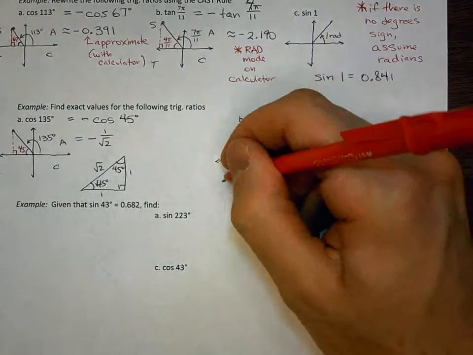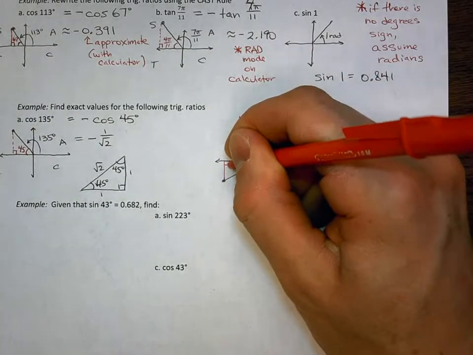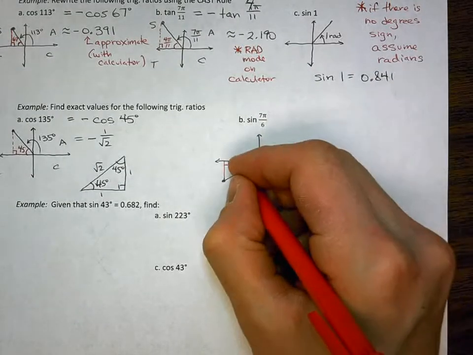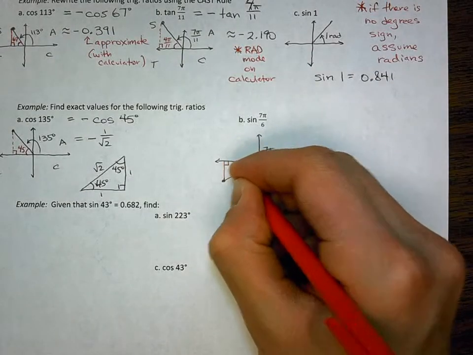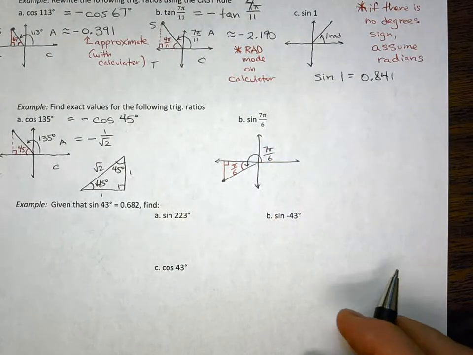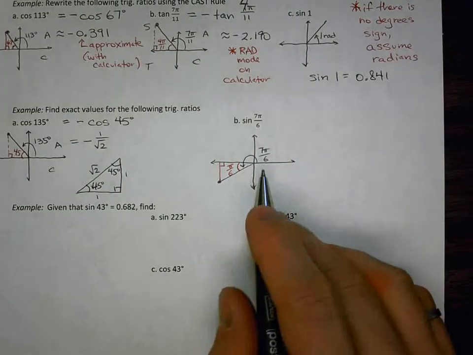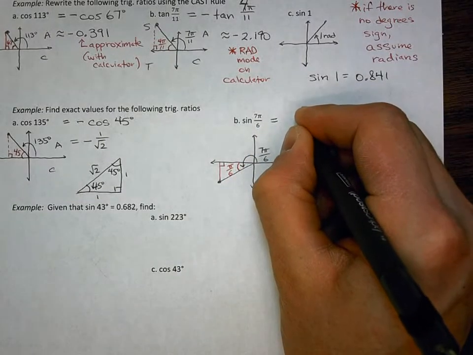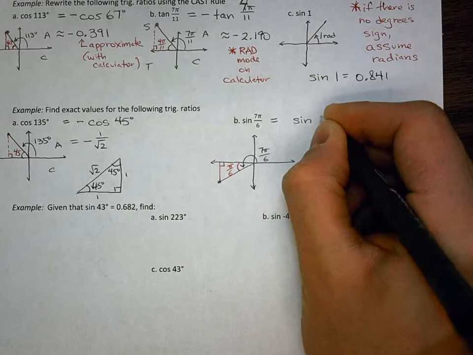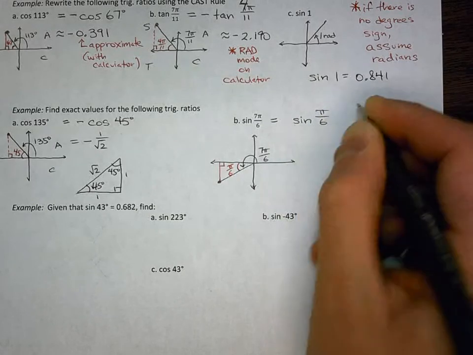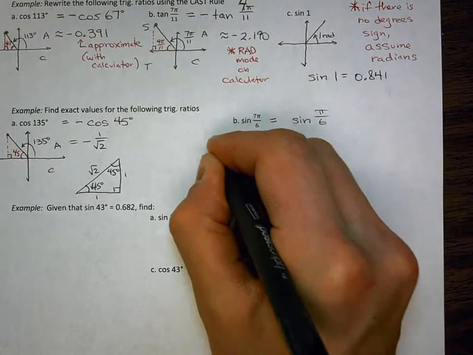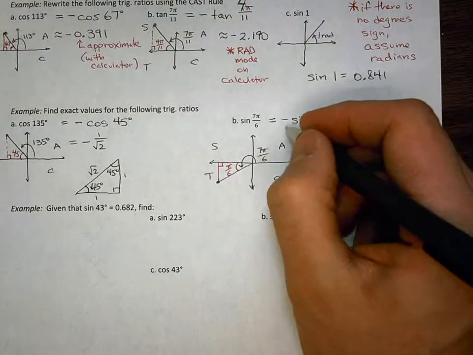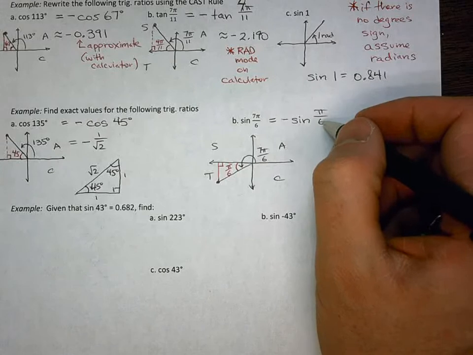Drop a perpendicular to the closest x-axis. And the related acute friend is right here. Well, this is going to be pi by 6, aka 30 degrees. But we're looking in a radians world now. So I can rewrite this as sine pi by 6. Now, cast rule, we have to consider tangent is positive here, so sine is negative. Now, do you remember what sine of pi by 6 is?